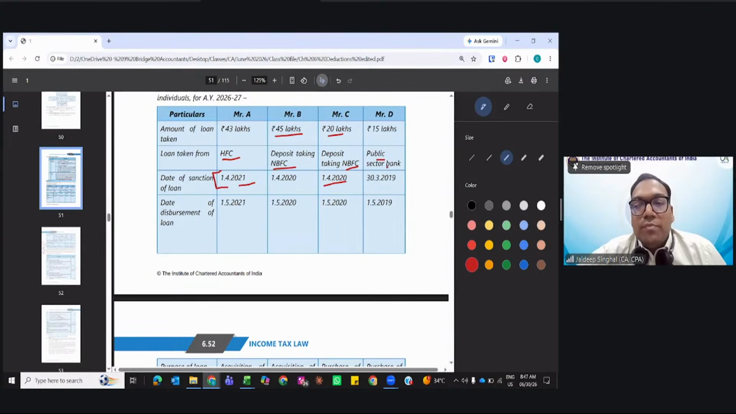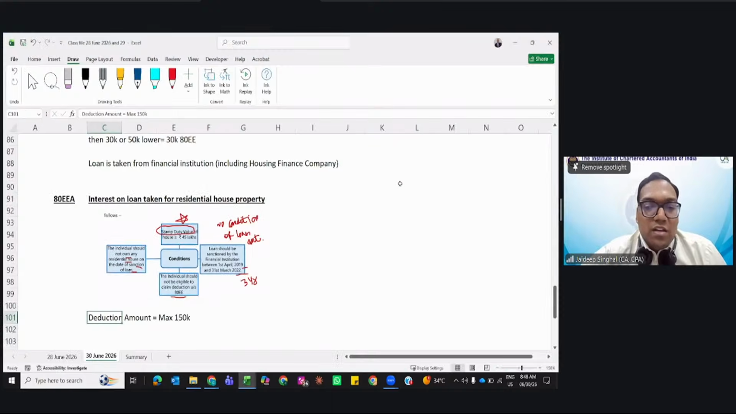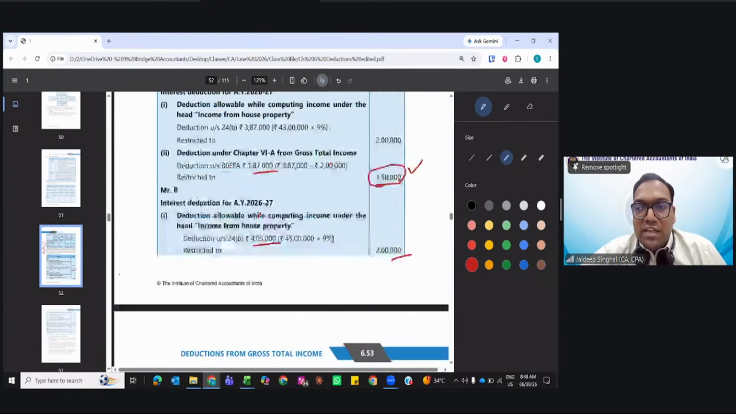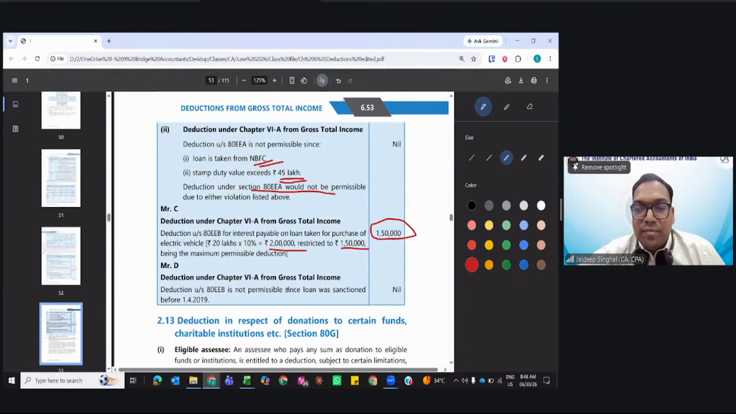Then you have taken a loan from a public sector bank. The loan is sanctioned on 30th of March 2019. Is it eligible? Only from 1st of April 19 is it eligible. We don't see the disbursement of loan date. It is irrelevant. It is before 1st of April 2019. So zero deduction will be there.